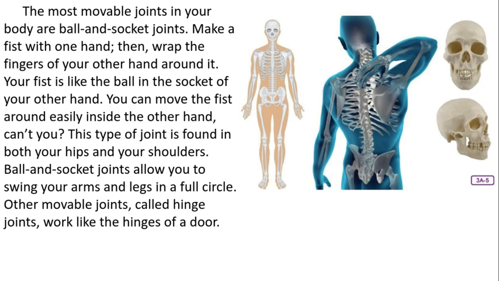The most movable joints in your body are ball and socket joints. Make a fist with one hand, and then wrap the fingers of your other hand around it. Your fist is like the ball in the socket of your other hand. You can move the fist around easily inside the other hand, can't you? This type of joint is found in both your hips and your shoulders. Ball and socket joints allow you to swing your arms and legs in a full circle.